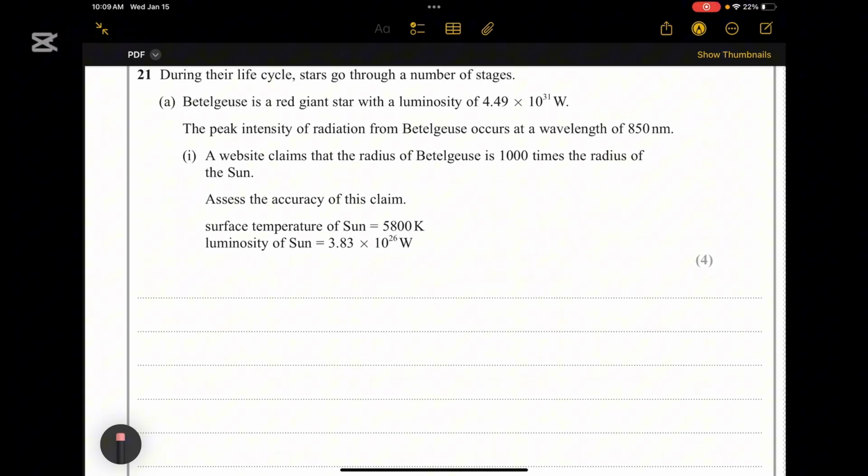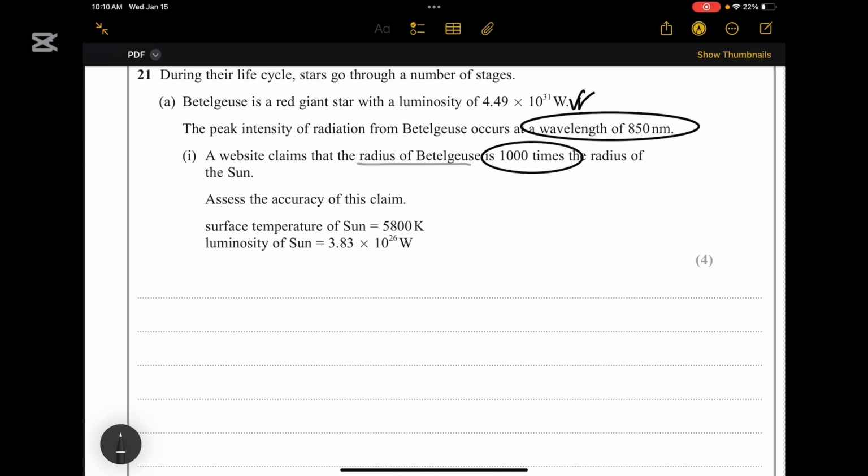The reason behind picking this question is, in this type of question we have to do ratios in order to figure out the answers. So this type of question is really important, where one is multiple times the other. So let's read the question. They have said Betelgeuse is a red giant star with a luminosity. Okay, they have given us the luminosity of Betelgeuse, and the peak intensity of radiation from Betelgeuse occurs at a given wavelength. They have given that a website claims that the radius of Betelgeuse is 1000 times the radius of the sun.